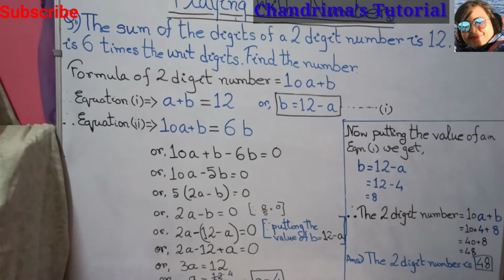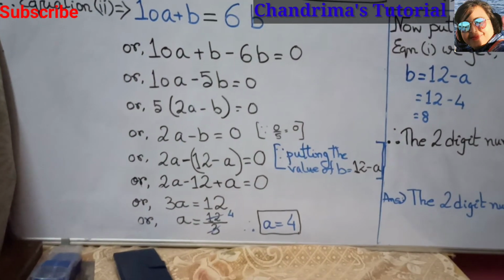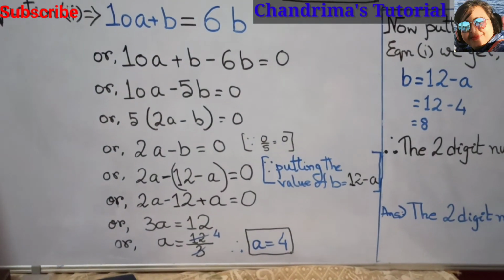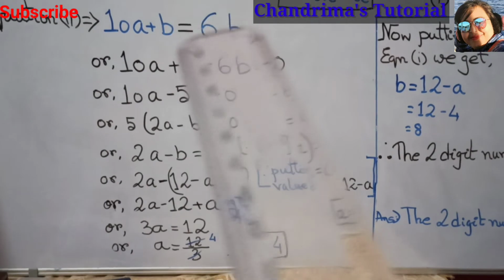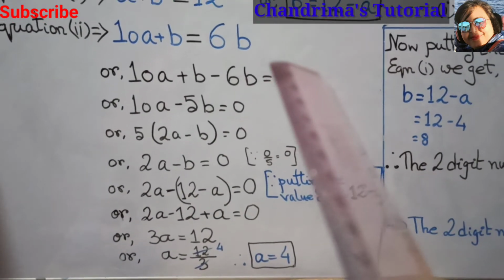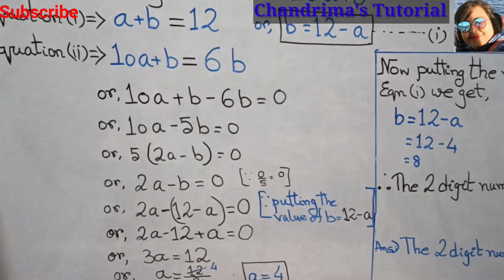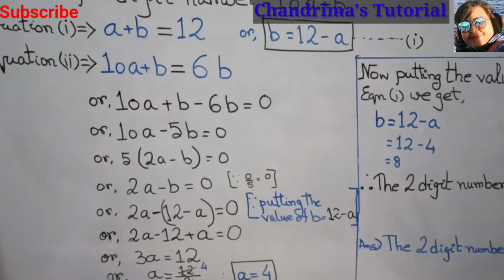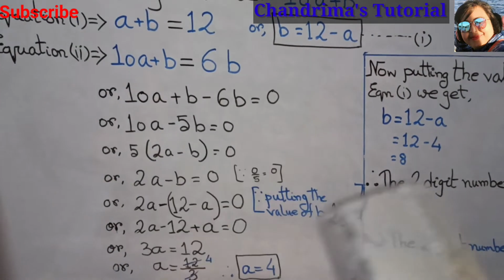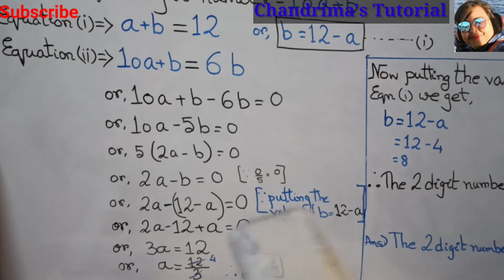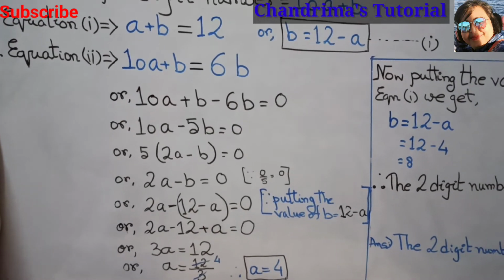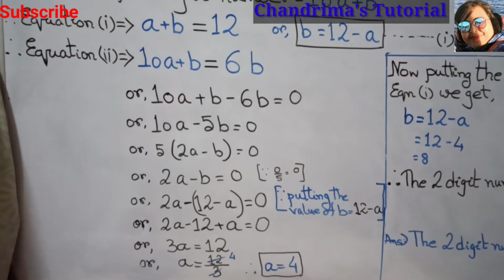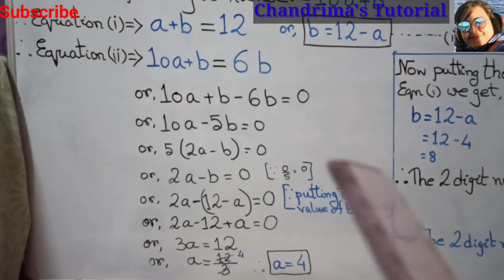Now solve it. By solving it, what do we get? 10a plus b minus 6b. We have just brought the right hand side to the left hand side, so all the values are on one side. So 10a plus b minus 6b equals 0. Now solving this, b minus 6b, 1 minus 6 is minus 5, so 10a minus 5b equals 0.